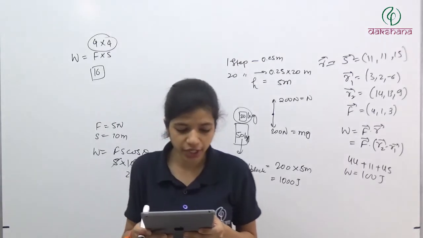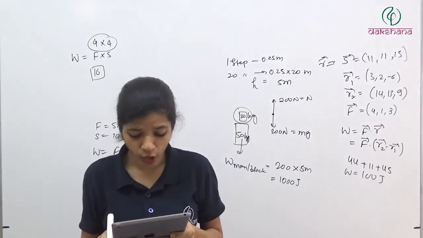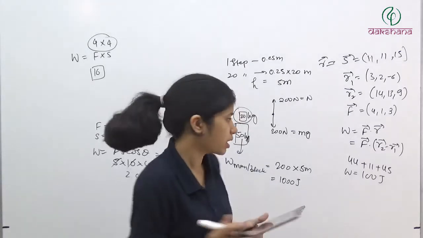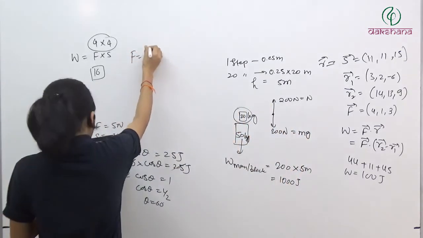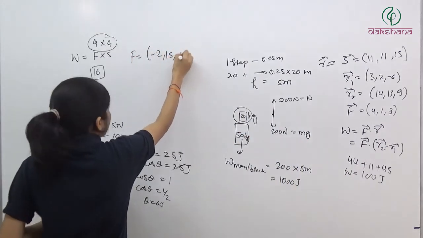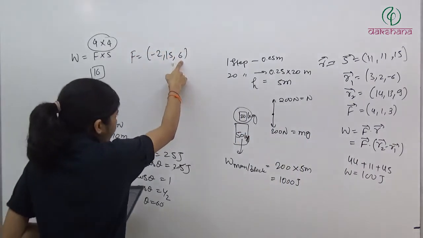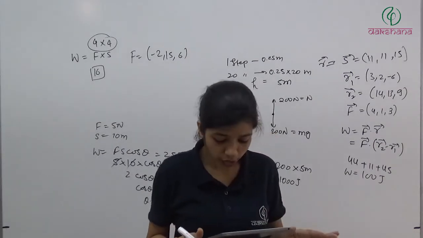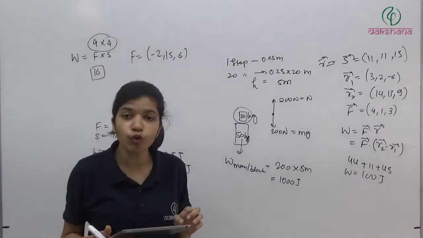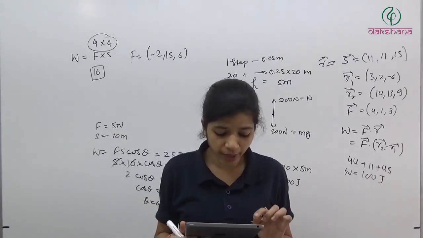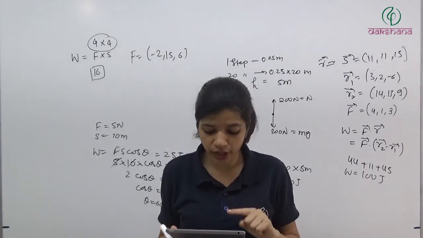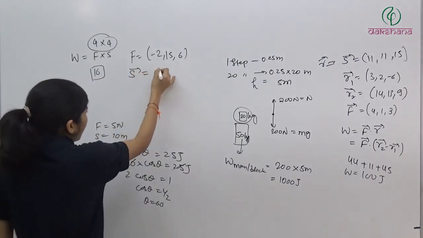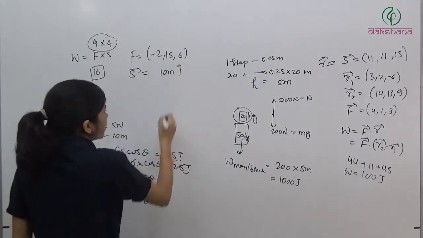A6. A body which is constrained to move along y direction is acted upon by a force F is equal to -2, 15, 6. That means -2 i cap, 15 j cap, 6 k cap. Clear? So this is the force which is acting on a body and that body is constrained to move in y direction. The work done by this force in displacing the body by 10 meter along y axis. So displacement is only along y axis, 10 meter in j cap direction.